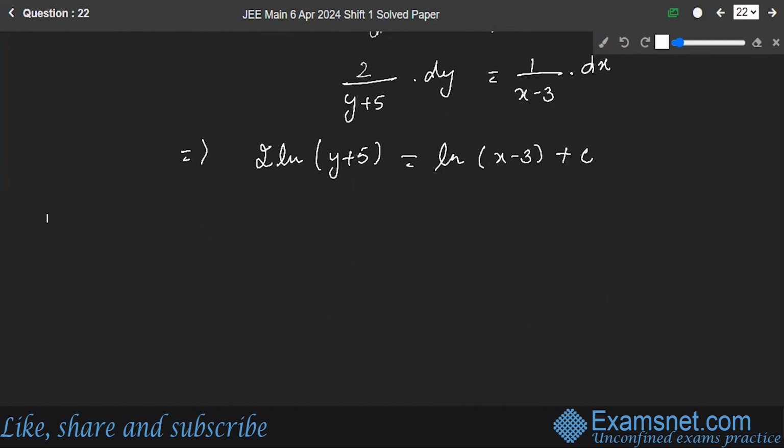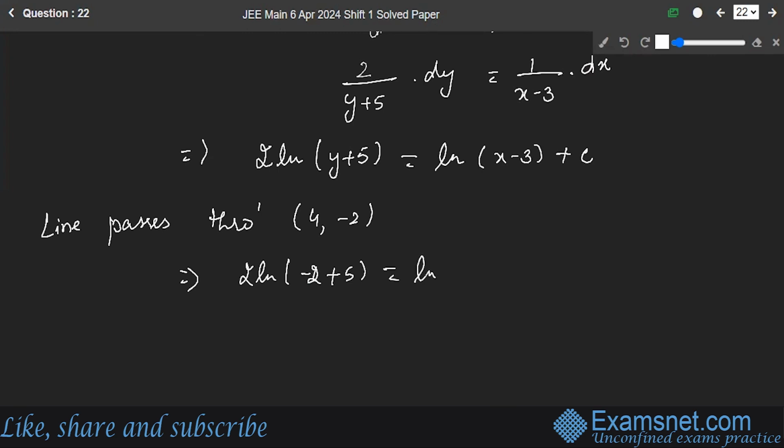So the line passes through 4 and minus 2. So this makes the line 2 log of minus 2 plus 5 is equal to log of 4 minus 3 plus c. This will give me 1 and this will be equal to 2 log of 3. That's equal to c. Okay.